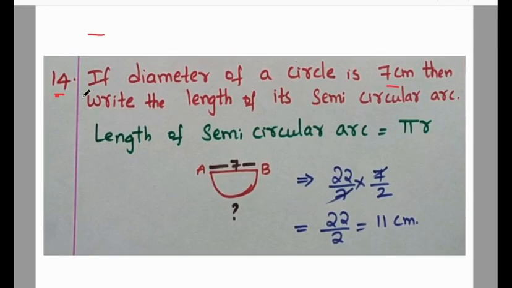14th question. If the diameter of a circle is 7 centimeters, then write the length of the semicircular arc. We know the length of semicircular arc formula, which is pi r. Full circle is 2 pi r. Semicircle will be pi r, students.